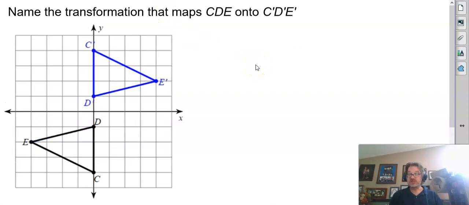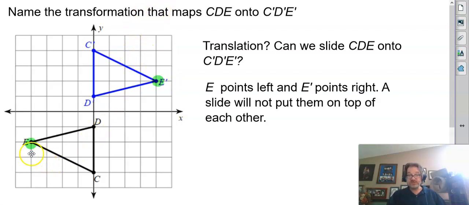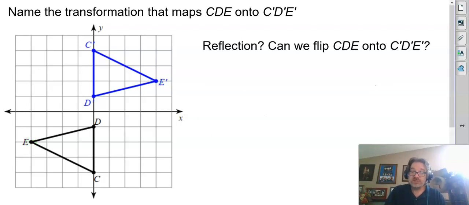Let's find the transformation that takes CDE in black and puts it onto C prime, D prime, E prime in blue. Okay, so I'm going to ask, is it a translation? Can I just slide the black one up to the blue one? And that's no, because if I look, E's over here. If I slide it up, E is still going to be over here, and E prime needs to be on the right. So it's not a slide. Slides don't work, so it's not a translation.